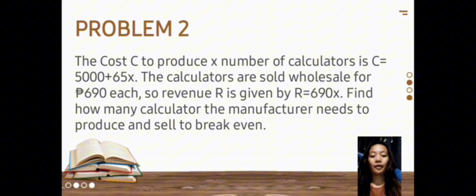Let's proceed to problem number 2. The cost C to produce X number of calculators is C equals 5,000 plus 65X. The calculators are sold wholesale for 690 each, so revenue R is given by R equals 690X. Find how many calculators the manufacturer needs to produce and sell to break even.